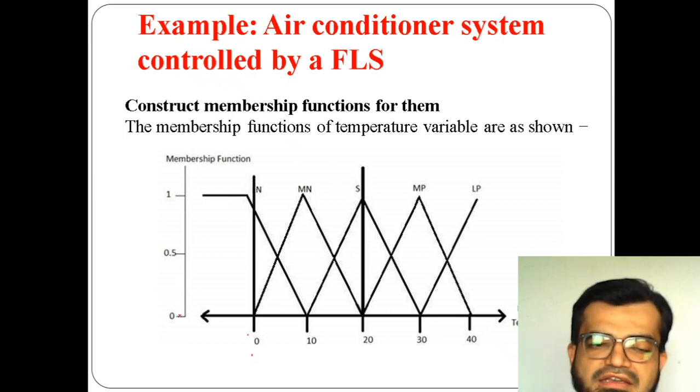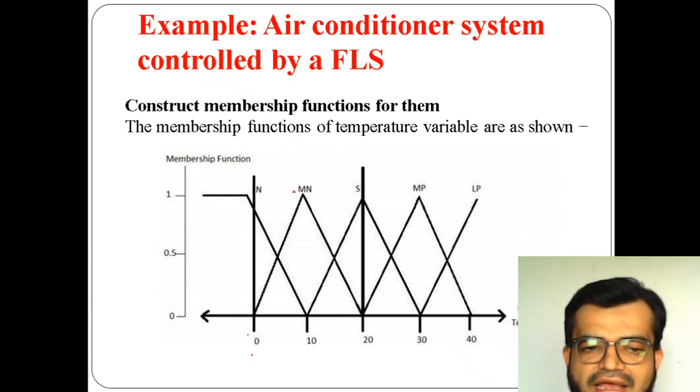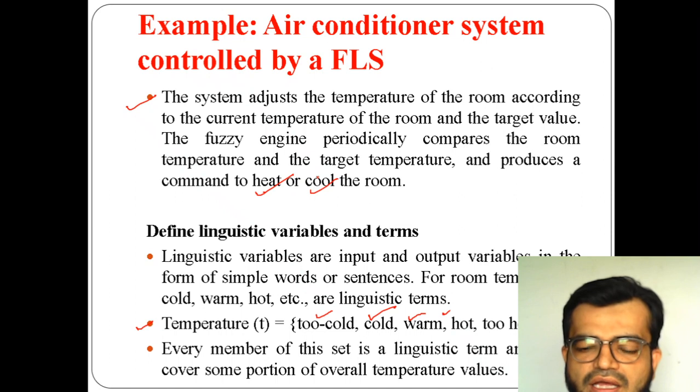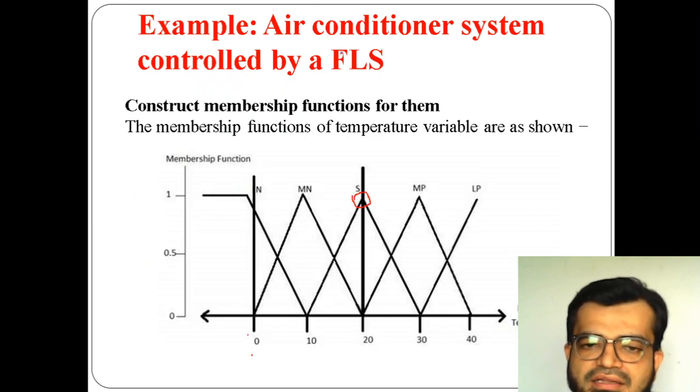The membership function takes a value between 0 and 1. 1 means it is at the high level, that means at 0 degrees it is too cold, right, it is too cold. And here, medium negative is something like cold, so this cold value is 1 at 10 degrees. At the same time, if I take S here, this is small, and something like that we have taken some variables here, we have taken this as warm.